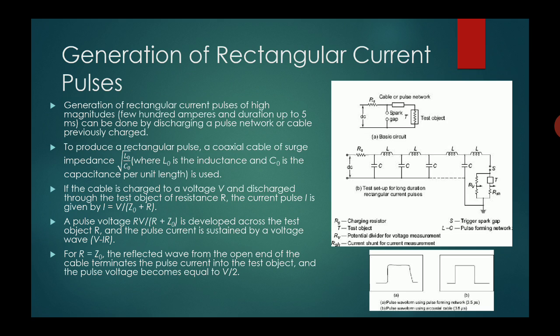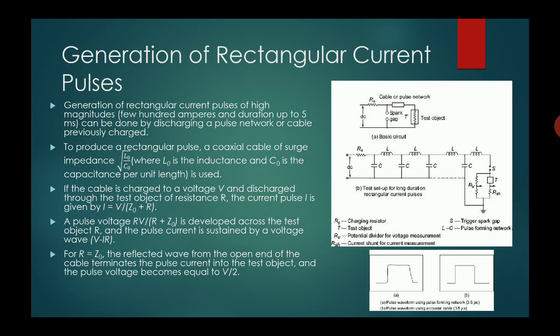The next topic we will be talking about is the generation of rectangular current pulses. What are these rectangular current pulses? Current pulses are in the form of a rectangle, as shown in the graph below. These rectangular pulses are created by the circuits shown here. The generation of current pulses of high magnitude, a few hundred amperes, and duration up to 5 milliseconds can be done by discharging a pulse network or cable previously charged.